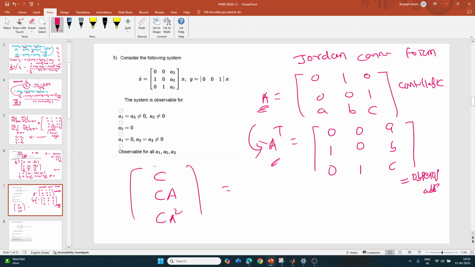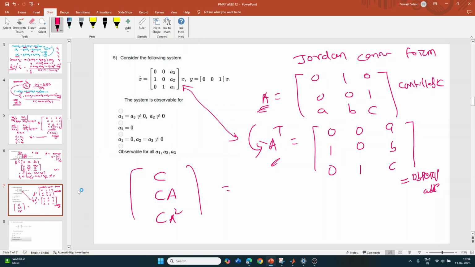Observability means you have to check that it is in the A transpose form. There are two or three forms, like Jordan canonical forms. Then Ackermann's formula is there. So by then you can observe and see. Don't waste your time. This question is related to that. I just want to see whether you can identify it or not.